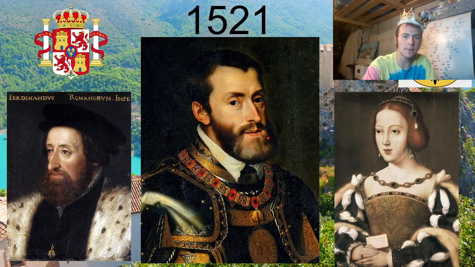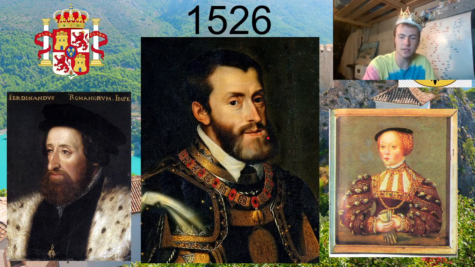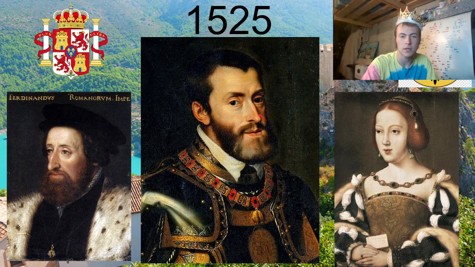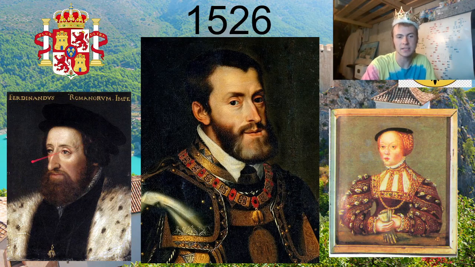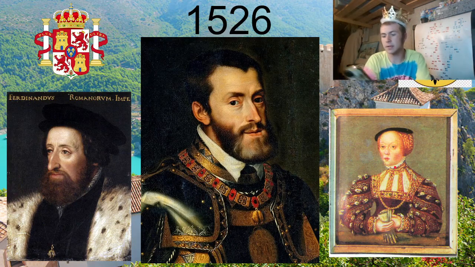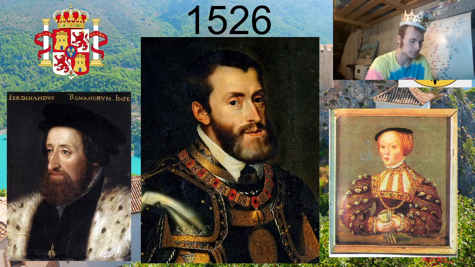Now, he doesn't end up having any kids until 1526. So his brother Ferdinand has a daughter in 1526. And her name is Elizabeth of Habsburg. So she was born in 1526. So she is now second in line to the Spanish throne and the throne of the Holy Roman Empire.